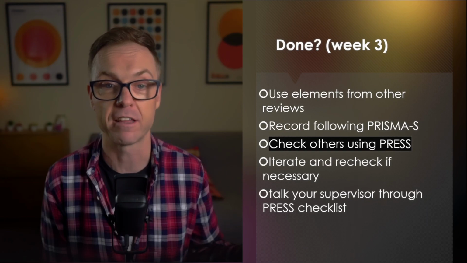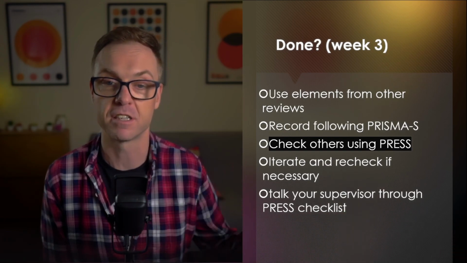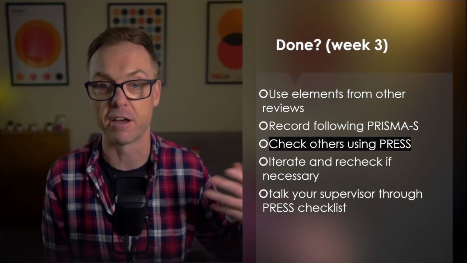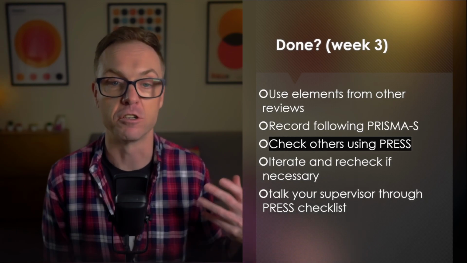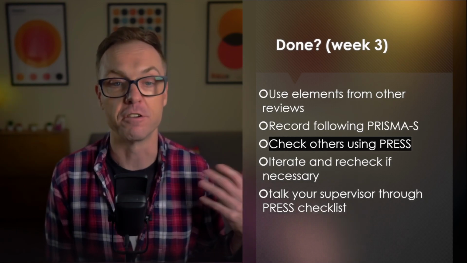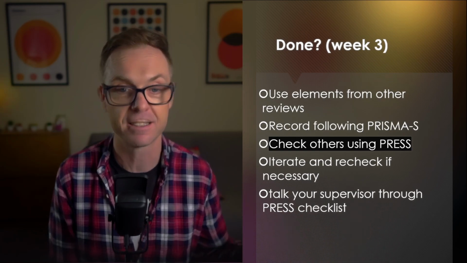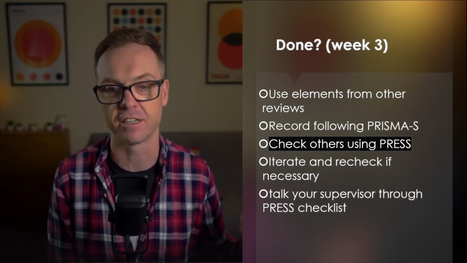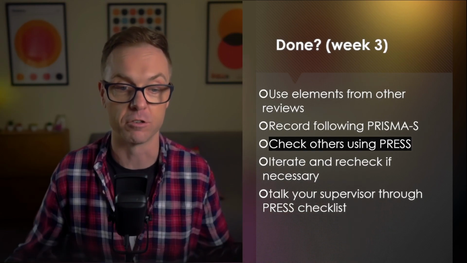So looking at week 3, you need to make sure that you've built your search strategy from the search terms that we've taken from other overlapping reviews, that you've recorded your search strategy using the PRISMA S checklist, that you've had your search strategy checked by some peers using the PRESS checklist, and that you've iterated and rechecked your search terms if necessary, and you've talked through your search terms with your supervisor.